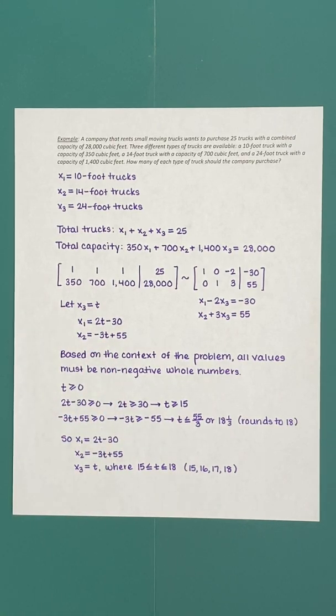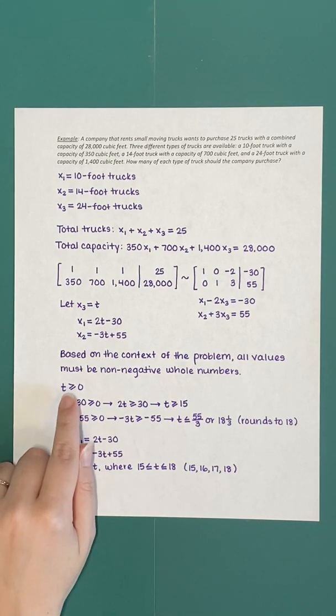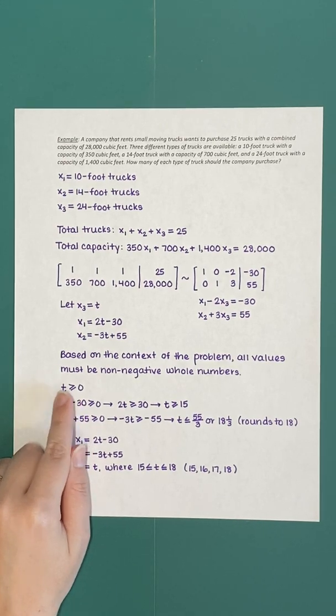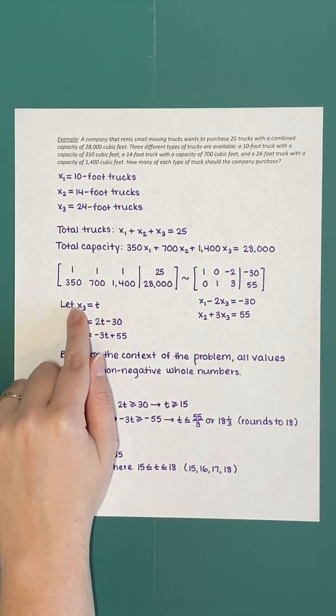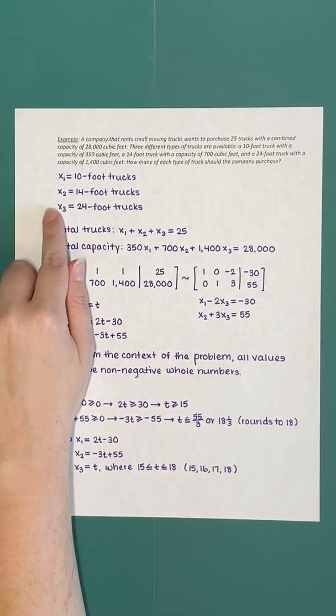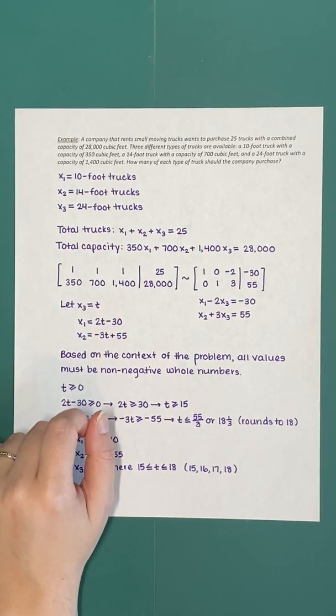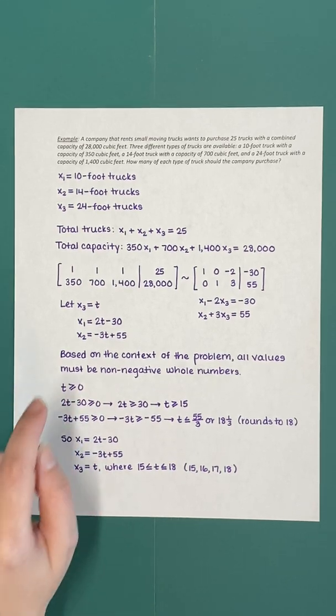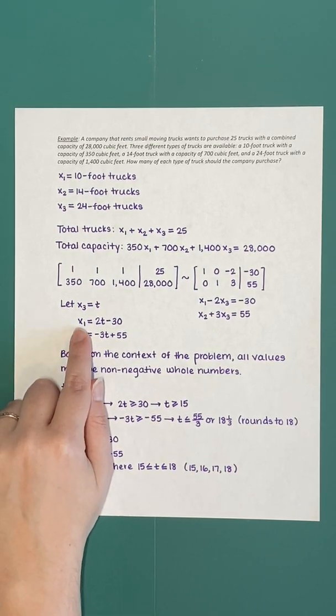So let's see what the effect is on all of the values in this problem. So t definitely has to be greater than or equal to 0. Okay, so that means x3 will be greater than or equal to 0. That's the number of 24-foot trucks we're buying. We can't buy a negative number of trucks. We can buy no trucks, but we can't buy a negative number. So t has to be greater than or equal to 0. Well, x1 also has to be greater than or equal to 0. It also represents a number of trucks that we're buying.